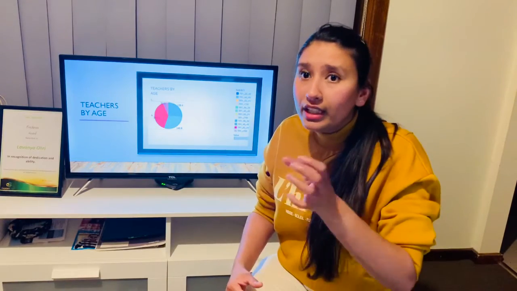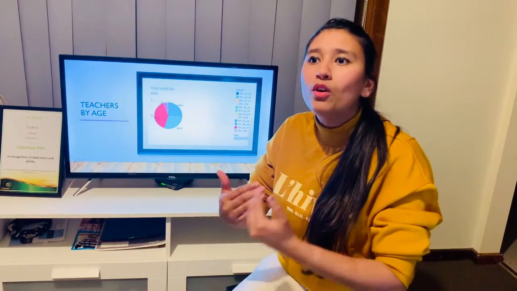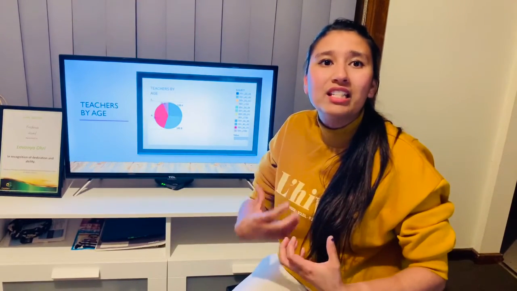So we need to focus on what should be done so that more youth come into the teaching line, so that they could help with more interactive learning and boost more interactive and more intellectual faces in the students.